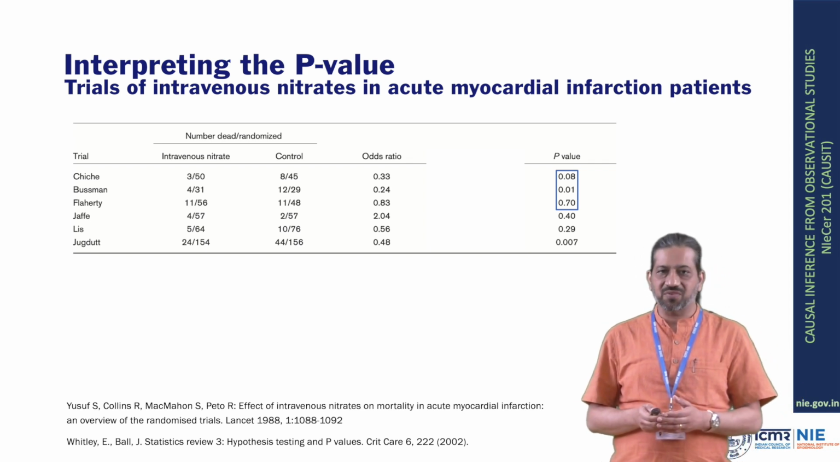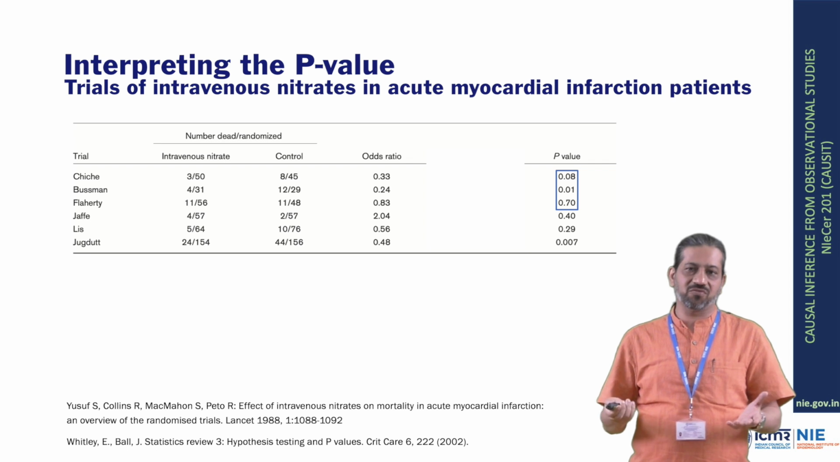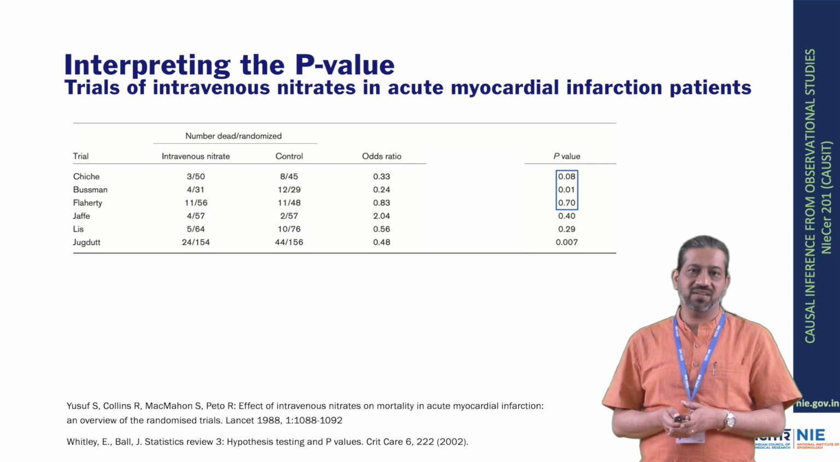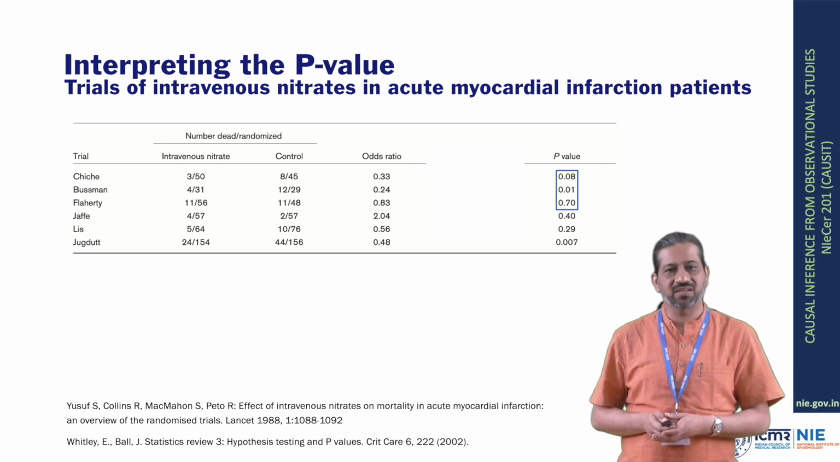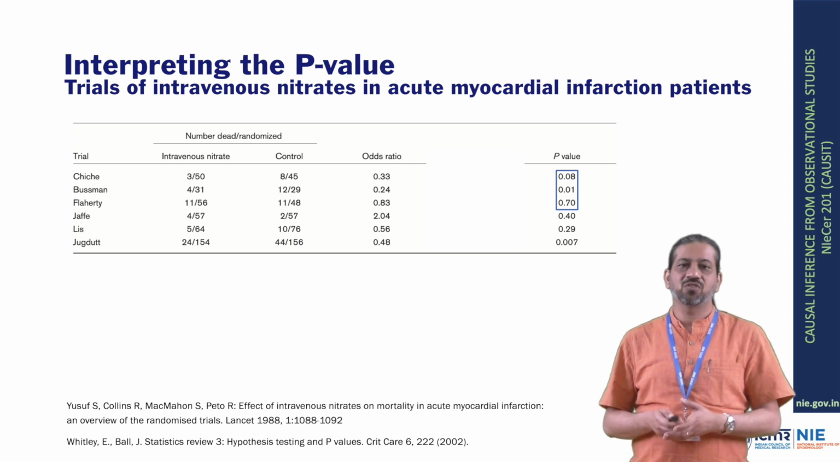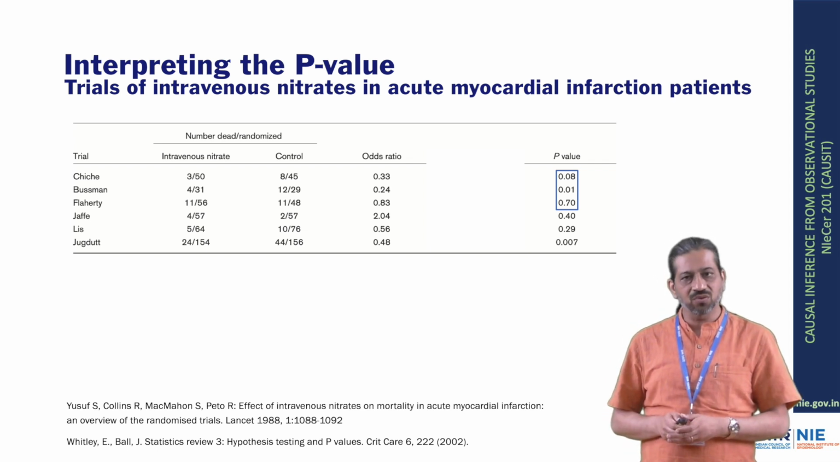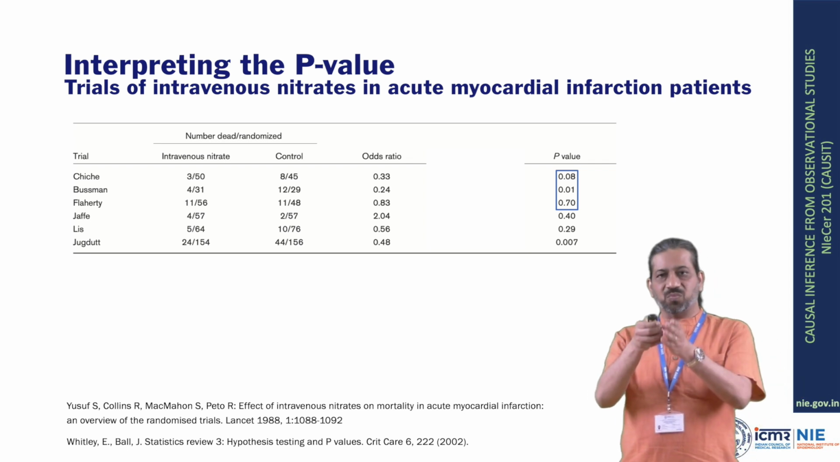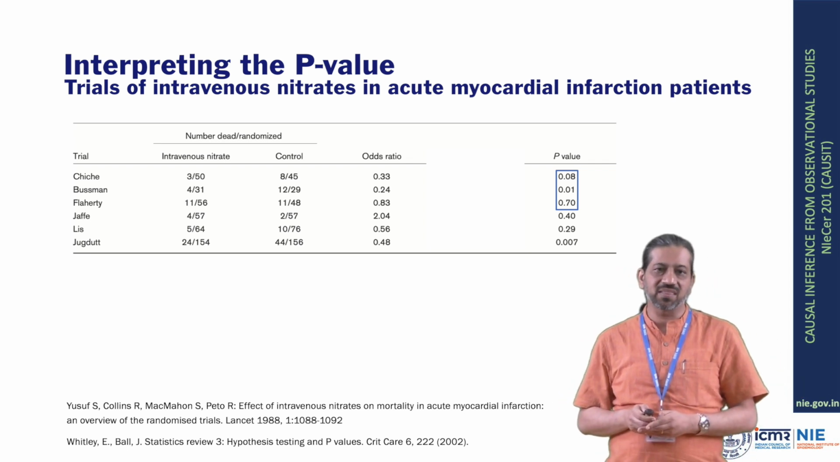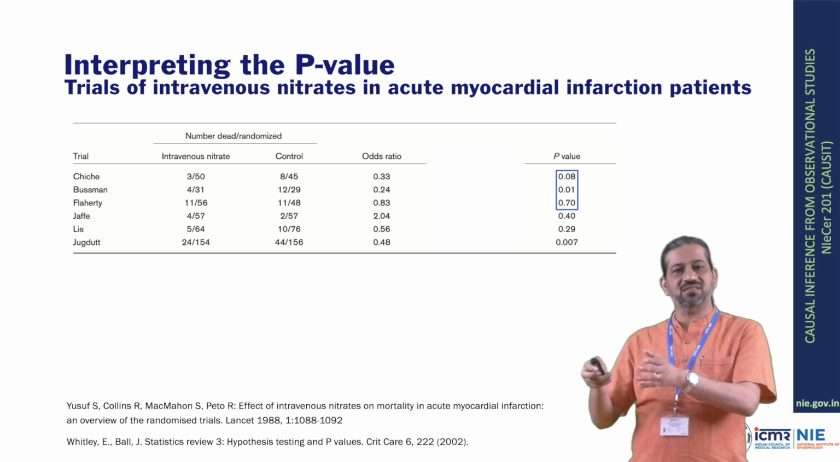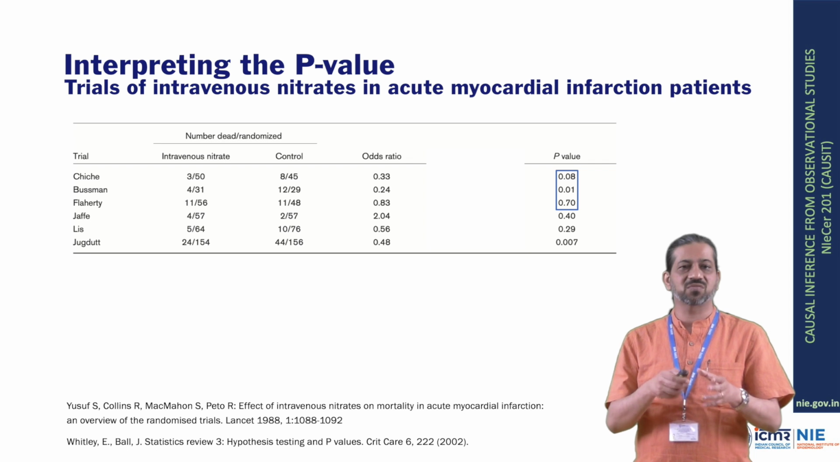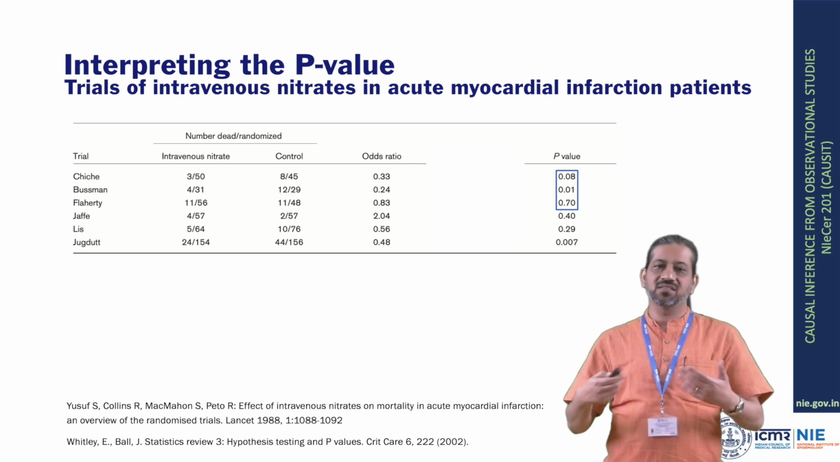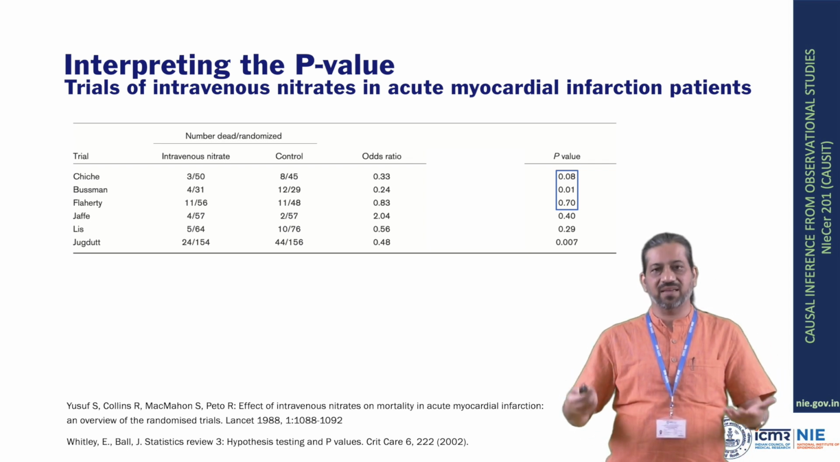In other words, if actually there was no effect of intravenous nitrate on the mortality, which is our null hypothesis, right? The null hypothesis we state is that intravenous nitrate has no effect on the mortality of patients with AMI. So if actually the null hypothesis was true, then this 0.08 p-value would mean that 8 out of 100 such studies would show a reduction in odds of 66% or more just by chance, right? Which is a pretty high value.